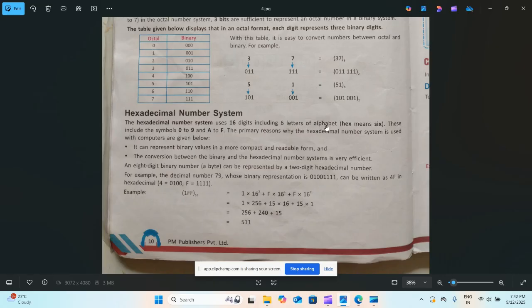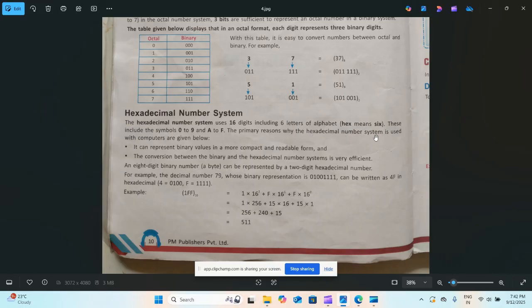So 16 digits. We have digits up to 10, correct? I mean 0 to 9, correct? 10 is formed by using the digits 1 and 0. So the 10 digits are from 0 to 9. Then how do we get 16 symbols? It uses letters as well. The hexadecimal number system symbols include the numbers 0 to 9 and the letters A to F. What A stands for, we will see.